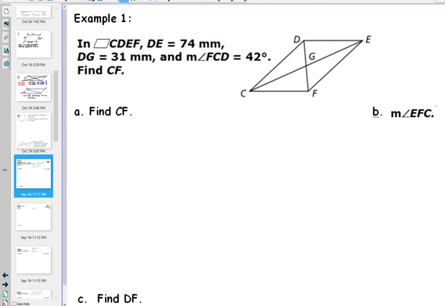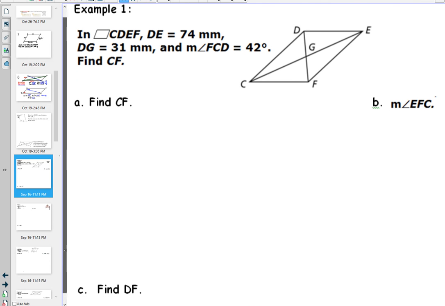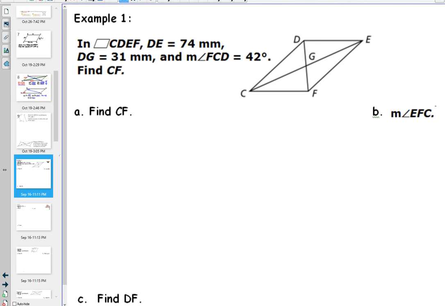Let's find CF, find the measure of angle EFC, and then find DF. So let's look for CF. What is CF? Not how long is CF. CF is a side, so we're thinking of our properties with sides. We know that opposite sides are congruent. Ideally, I haven't even read what I'm being given yet, but I would want them to give me DE. Those are opposite, and they do give me DE. So what is CF? 74.